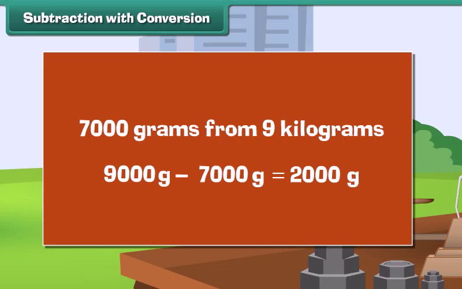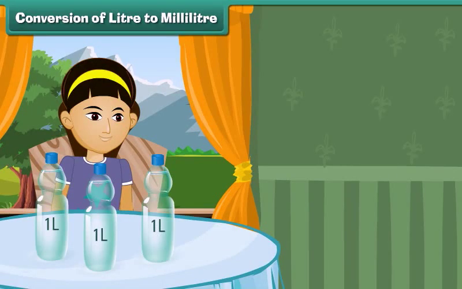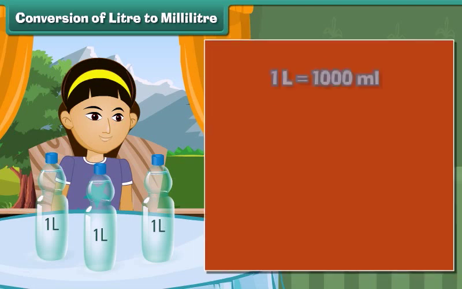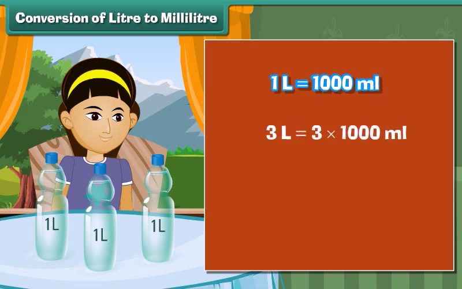Conversion of liter to milliliter. Sonam drinks 3 liters of water in a day. What is Sonam's water intake in milliliters? 1 liter is equal to 1000 milliliter. 3 liter is equal to 3 into 1000 milliliter, which equals 3000 milliliter. Therefore, Sonam drinks 3000 milliliters of water in a day.